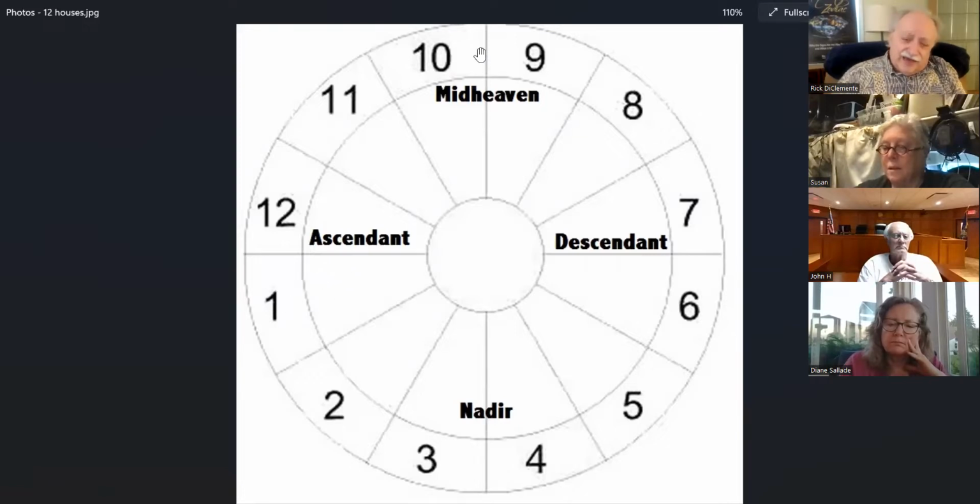Everybody's 10th house is near the top of the chart. Everybody's 4th house is near the bottom. Everybody's 7th house is over here. But the signs and the planets rotate within this cycle. This is always the same.